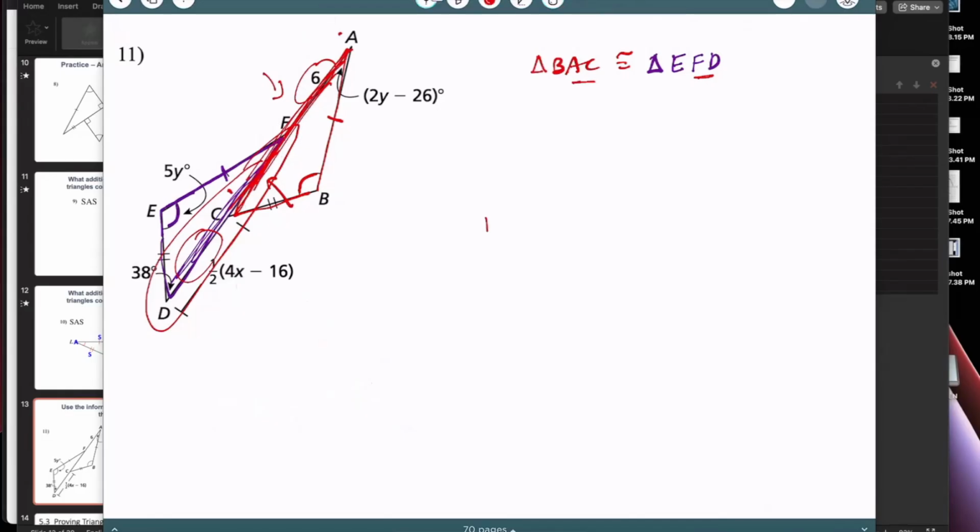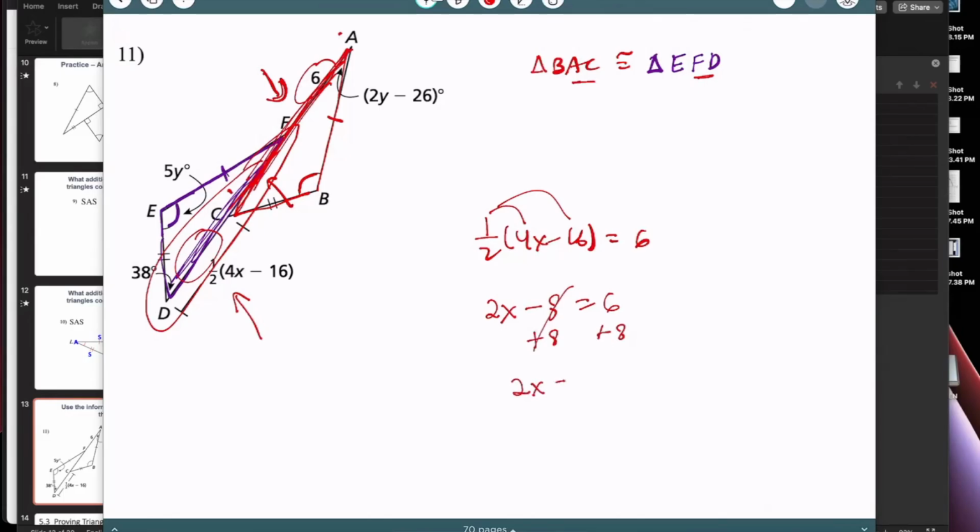So I could set this half, 4x minus 16, equal to the 6 up here. So this piece and this piece are congruent: the bottom of the red and the big long side of the purple. Okay, so I can distribute the half here. Half of 4x is 2x, half of 16 would be 8. To solve, I can add 8 to both sides, so I get 2x is equal to 14. Divide by 2, so x would be 7.